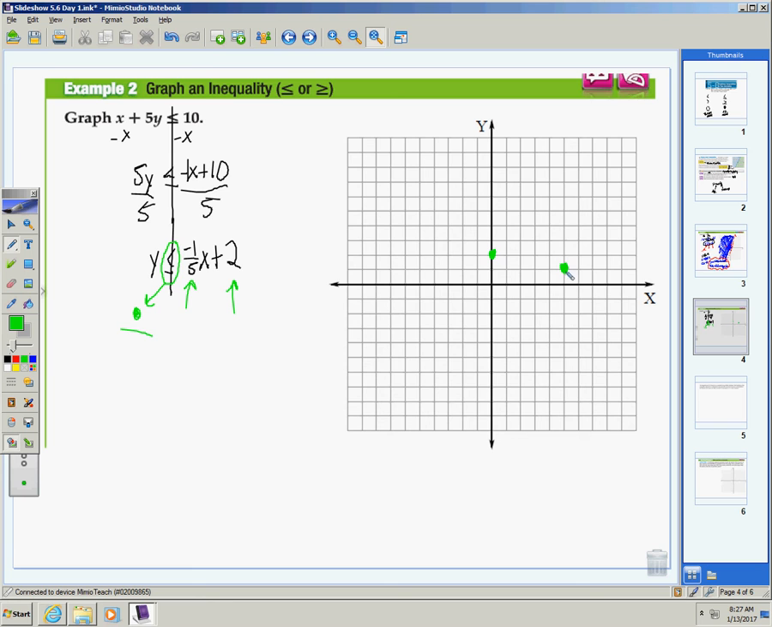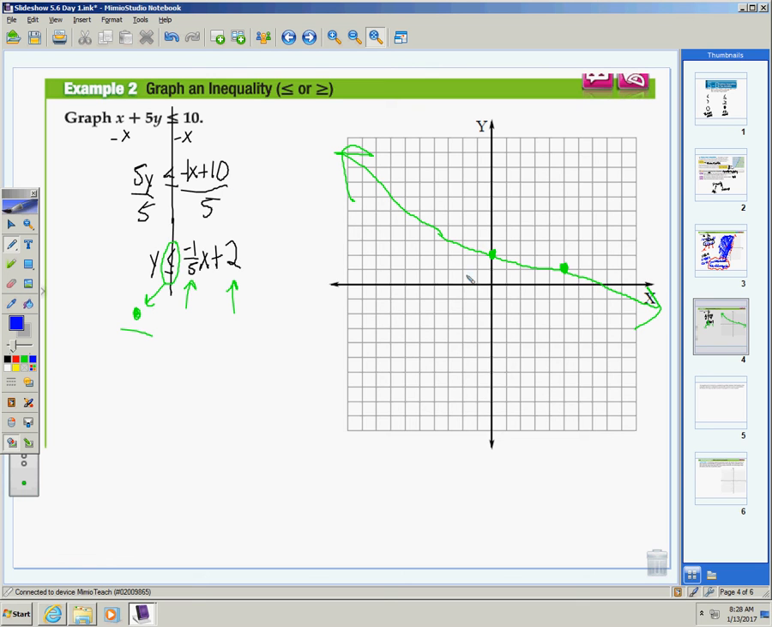And now I've got my line. It's a solid line. So I'm going to go ahead and draw in my solid line, which isn't perfect, okay, but it'll work. And now I'm going to test a point.